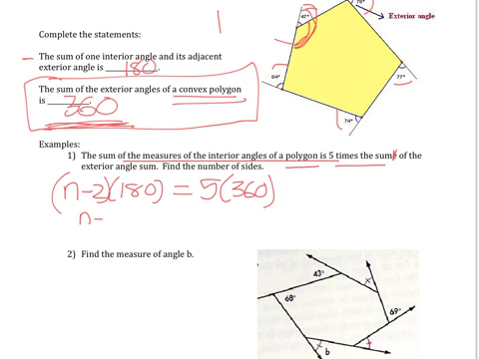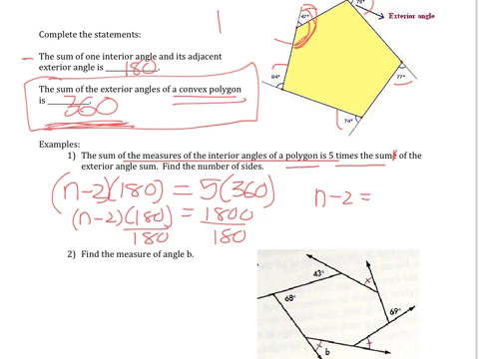So I've got n minus 2 times 180 equals 1800. I'm going to just divide both sides by 180 and end up with n minus 2 equals 10, n equals 12. So to find the number of sides, the number of sides of that polygon was 12.